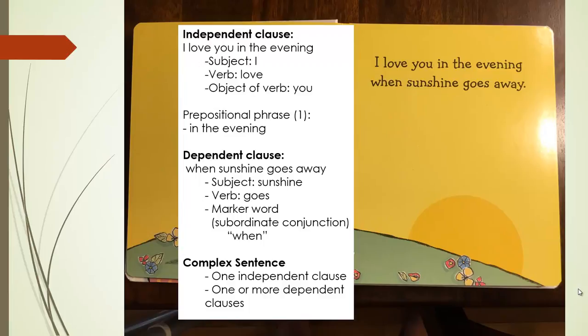So I'm going to try to stick with the simplest vocabulary that I can. Here's another term for you though. We call this a complex sentence. So we know any sentence has to have one independent clause, one clause that expresses a complete thought. But a complex sentence has that one independent clause and one or more dependent clauses. So in our previous example, we had a simple sentence. Now we have a complex sentence.